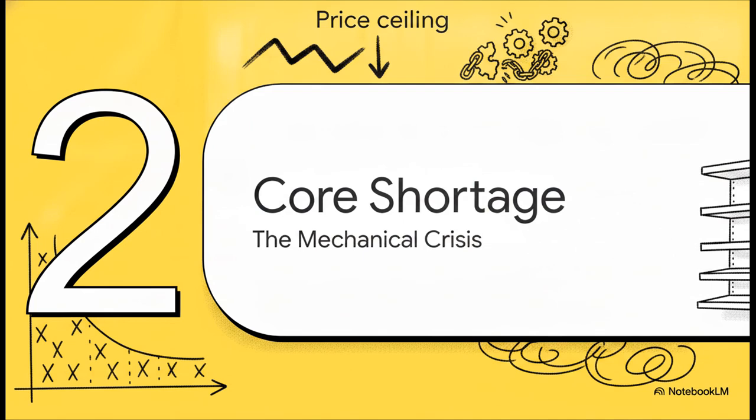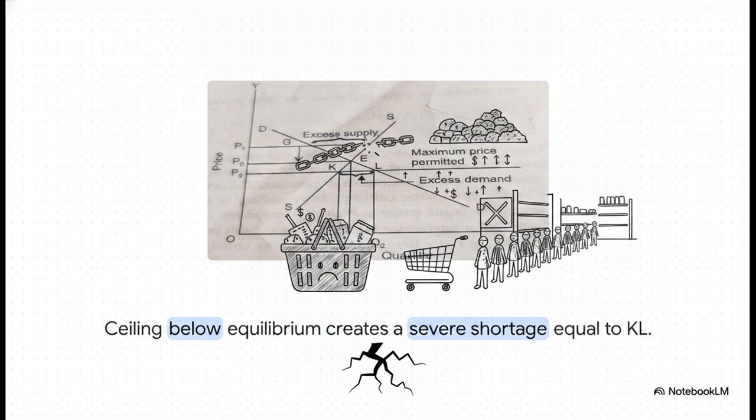Moving on to part 2, the course shortage implication. Now check out the lower line labeled OP2. This is where things get really intense. The government has aggressively locked that maximum price below the natural equilibrium. See that horizontal gap labeled K to L? That right there represents a sudden, severe void in the market. It is a literal manifestation of excess demand.